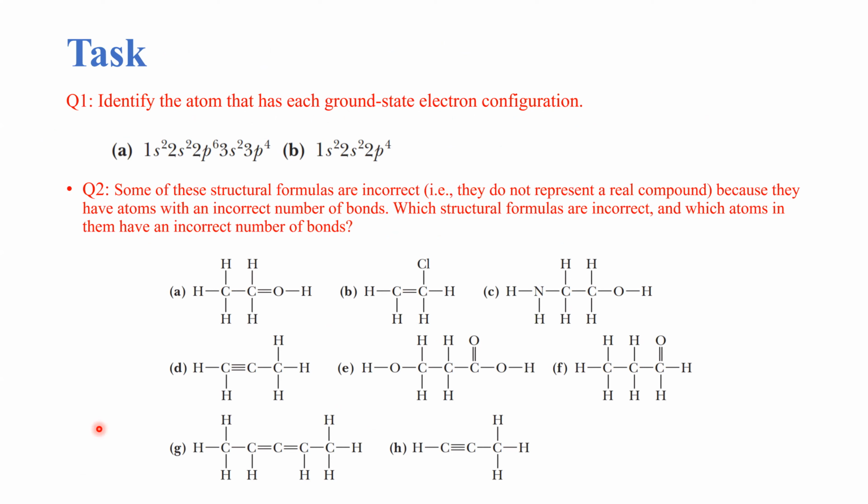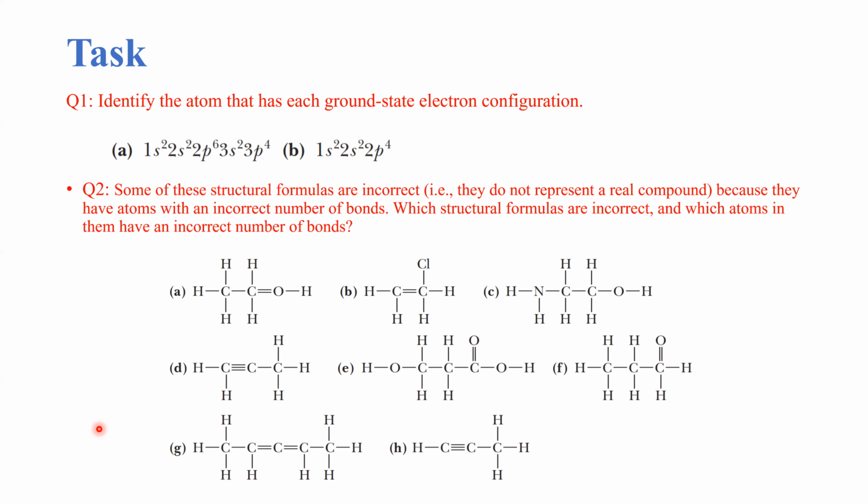Now in the second question, some of these structural formulas are incorrect. They don't represent a real compound because they have atoms with an incorrect number of bonds. Which structural formulas are incorrect, and which atoms in them have an incorrect number of bonds? You should encircle that carbon or hydrogen or chlorine or any atom which is making the abnormal bonding.